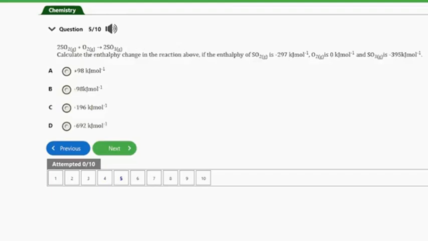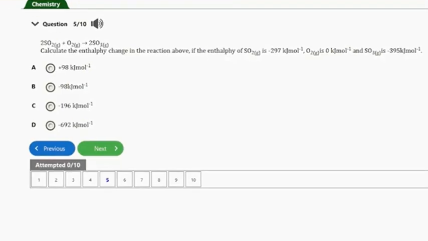Question number 5 here, so we also have an equation of a reaction here. I'm not going to just read out the equation. You can see the equation here. So let's simply read out the question here. It says, calculate the enthalpy change in the reaction above, if the enthalpy of SO2 gas is negative 297 kilojoules per mole, and that of oxygen gas is 0 kilojoules per mole, and then that of SO3 gas is negative 395 kilojoules per mole. So guys, this is something we can both solve together. So let's just quickly zoom into our workspace and solve this out together.